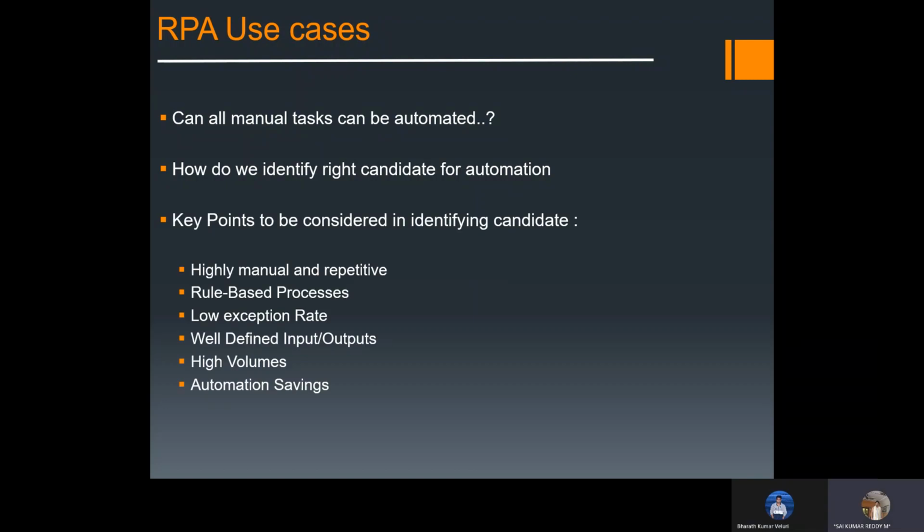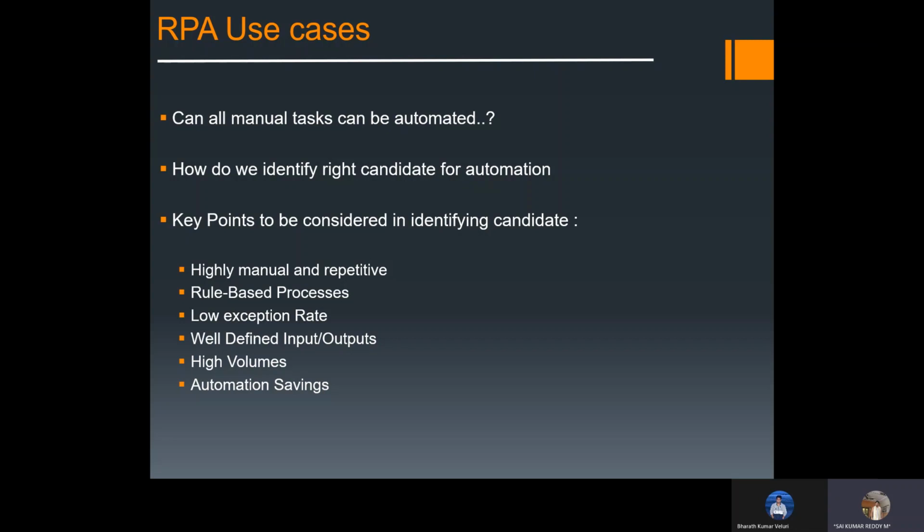And key points to be considered in identifying a candidate, identifying a requirement, is, as I discussed, a highly manual and repetitive task, a rule-based process. It should be a rule-based process, meaning we need to know what the next step will be. If there is data A, what is the next step to do, X or Y? Based on this data, perform these steps. If the data is this, perform these steps. So these rules need to be defined already.